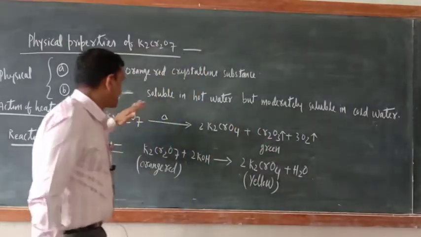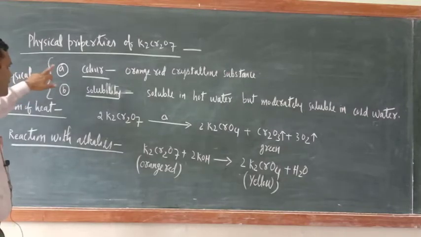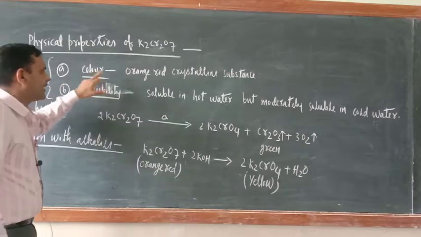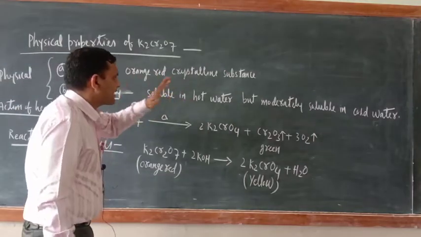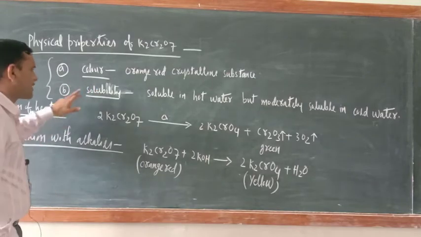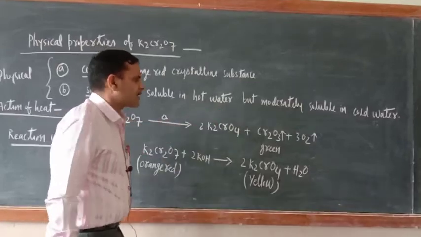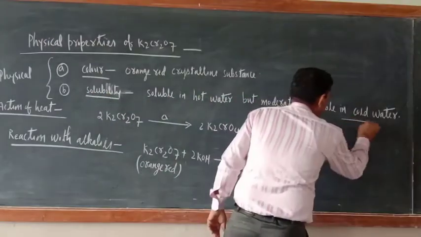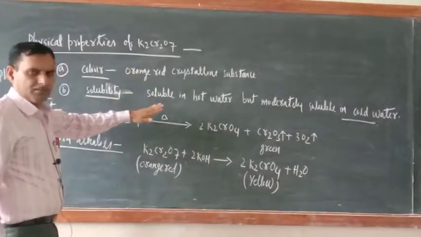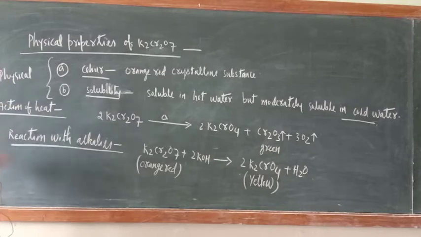Now let us start the physical properties of K2Cr2O7. The first one is the color. What is the color of K2Cr2O7? It is an orange red crystalline substance. Solubility: soluble in hot water but moderately soluble in cold water. That is the physical property.